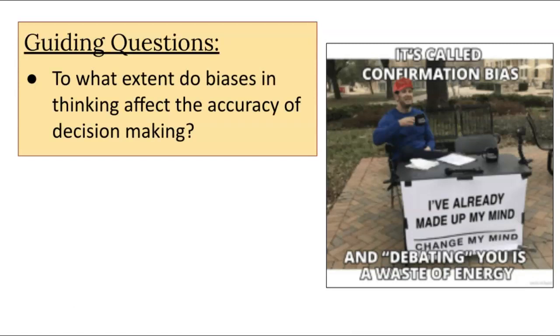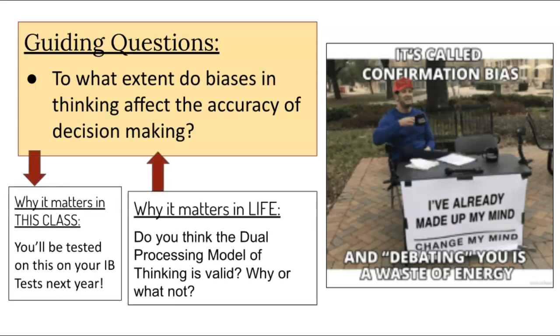So our guiding question for today is, to what extent do biases in thinking affect the accuracy of decision making? And you'll be tested about this on your IB test next year. So, why does this matter in life? Let's think about how different biases that you have might affect how accurate your decisions are. And knowing about these cognitive biases can actually help you in your daily life. A lot of advertisements, a lot of companies use these biases to get you to spend more money. And so just being aware of them can make you a more critical consumer, which is pretty cool.